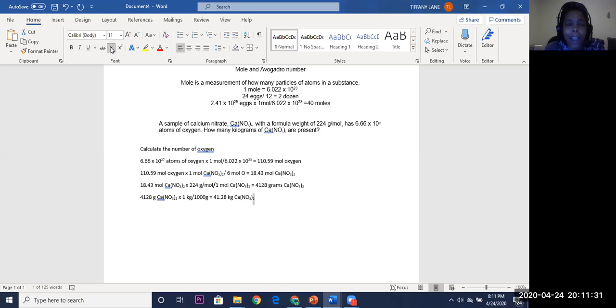But the question asked how many kilograms of calcium nitrate were present, so we had to convert grams into kilograms. We did that by dividing, because for every 1 kilogram there are 1,000 grams. So when we divided the 4,128 grams of calcium nitrate by 1,000, we ultimately got 41.28 kilograms of calcium nitrate.